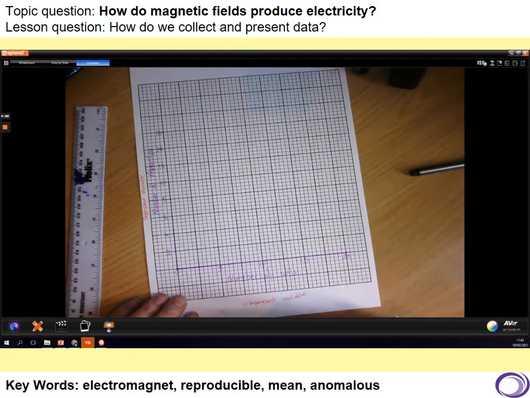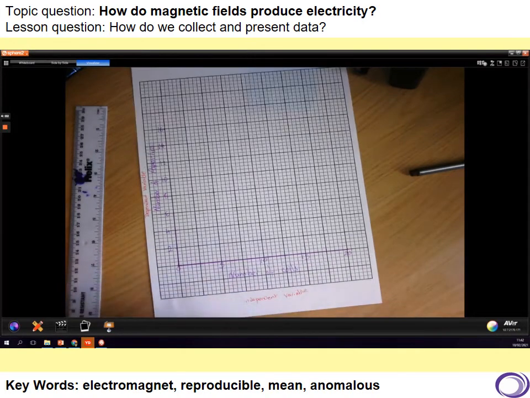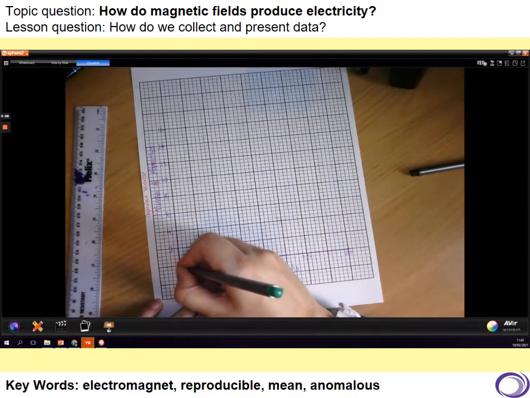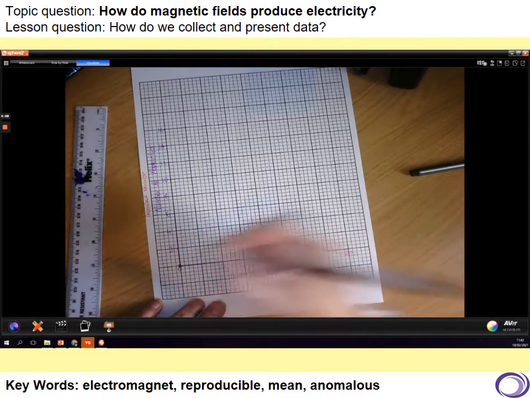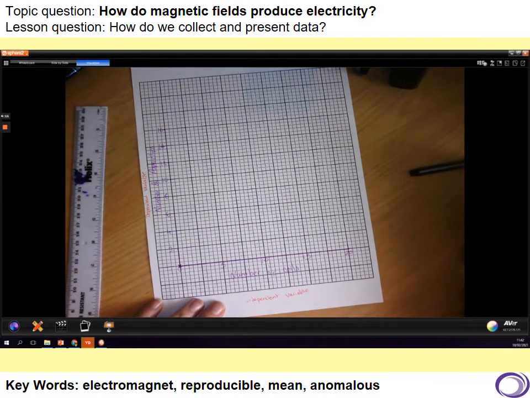If I then look at plotting my values, then at 0, when there were no coils, it didn't pick up anything. Just put a nice neat cross.